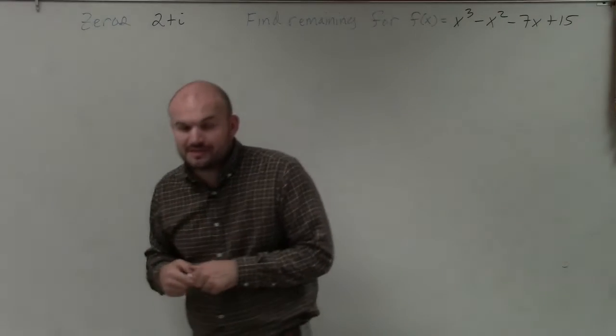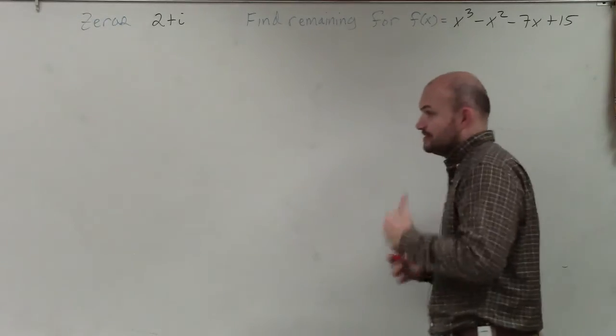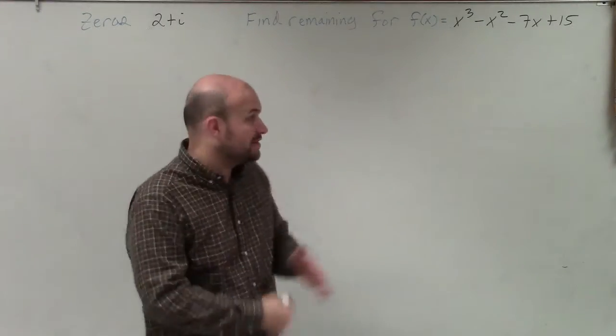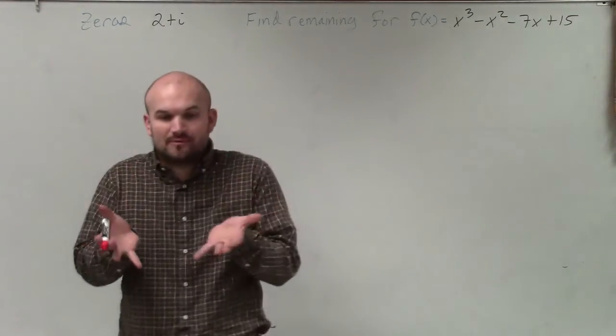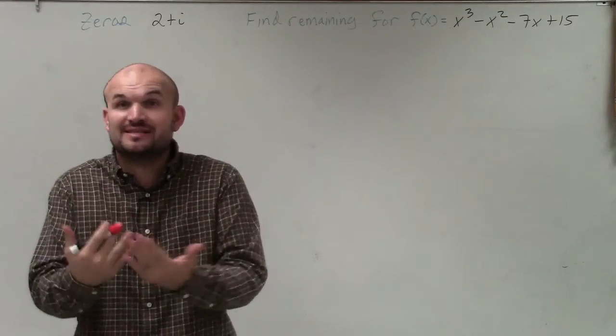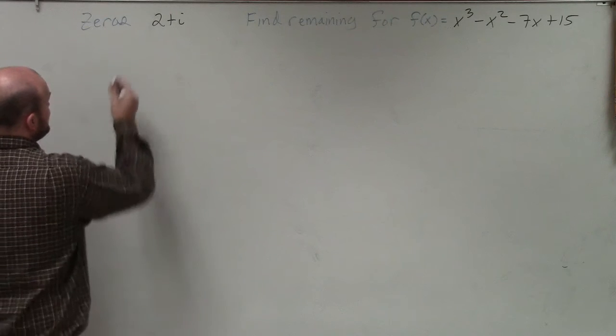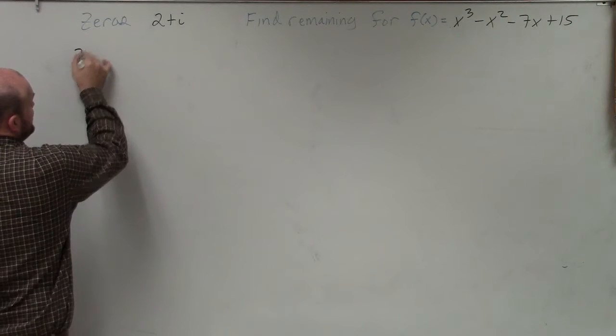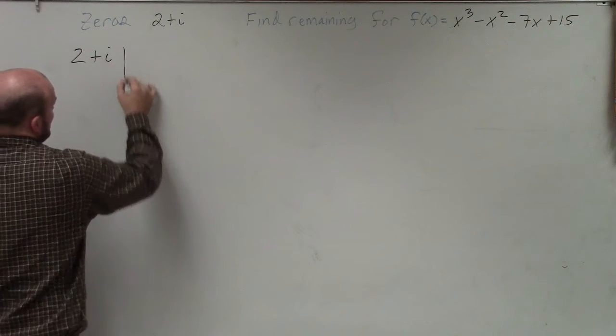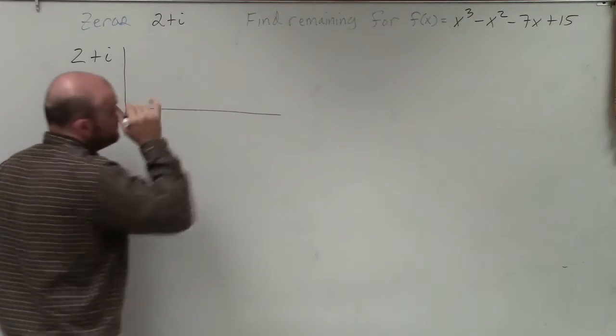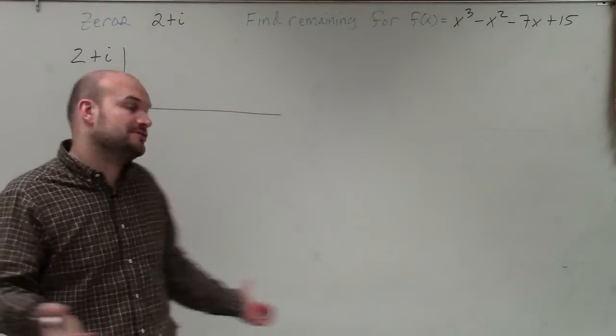Welcome, ladies and gentlemen. So what I'd like to do is show you how to find all of the zeros when given one complex zero and the polynomial. Now, basically, remember, whenever we're given a zero, we can always use synthetic division to find another factor. So the first way I'm going to do this is go ahead and write my zero on the outside and apply synthetic division to see if I can find another factor in the polynomial.